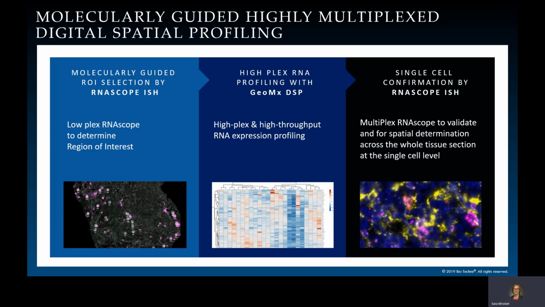Working with NanoString to create a workflow, ACD have been combining GeoMx DSP with RNAscope technology. And here RNAscope can be used to target genes that users feel are important within the selection of regions of interest prior to the higher plexing RNA profiling with the GeoMx spatial profiler. Also, RNAscope can be used to validate and further explore the results obtained by the DSP's RNA output, gaining spatial determination of key genes of interest across the whole tissue section at a single cell level.